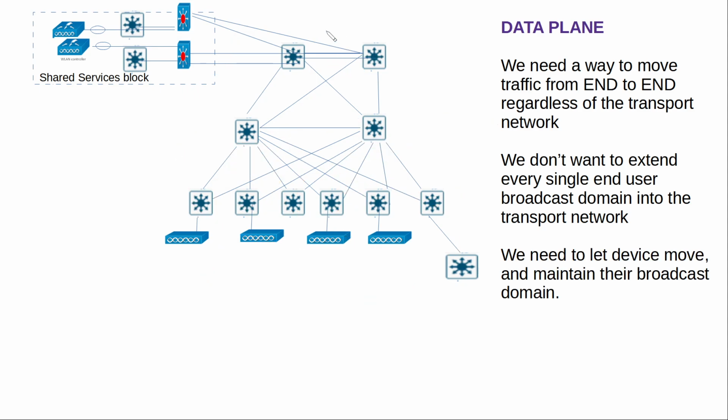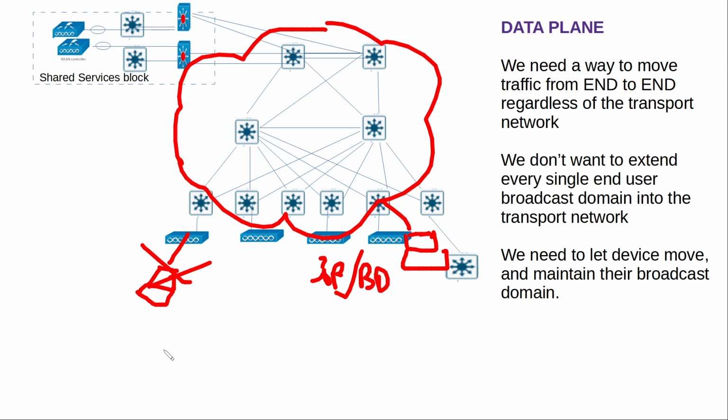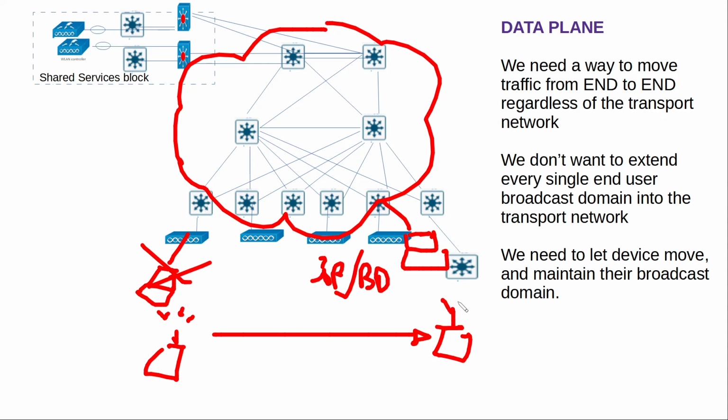because we want to maintain our underlay as a pure layer 3 network, and at the same time we need to let our users move. So for instance, if a user is first connected here and then it is connected here, we need to let this user keep its IP address and broadcast domain. The same applies for wireless users. We need to let them roam across our enterprise network and let them use the same IP address and broadcast domain as they move across the network.